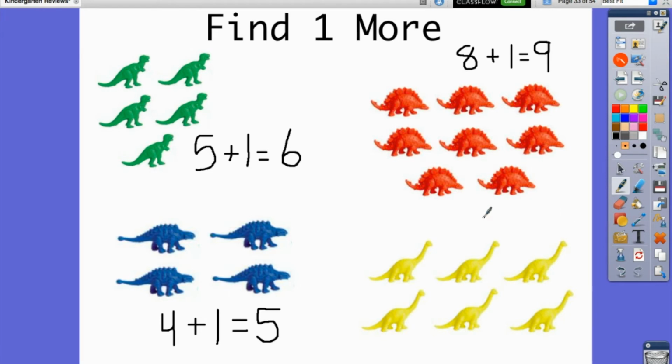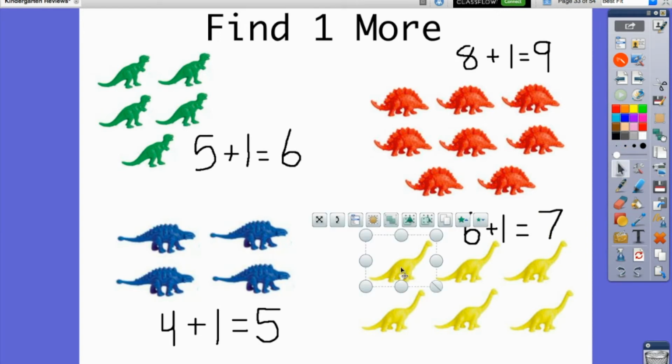How many yellow dinosaurs do we have? We have 6. What's 1 more than 6? What is 6 plus 1? Right, 1 more than 6 would give us 7.